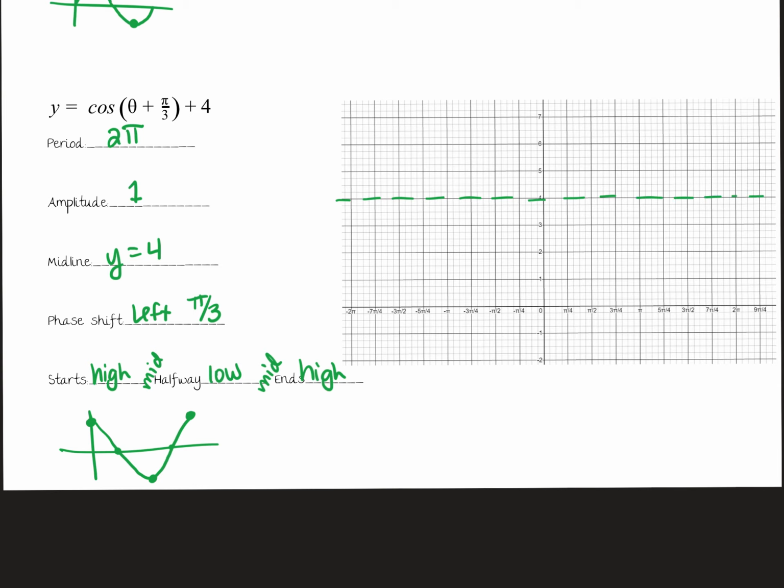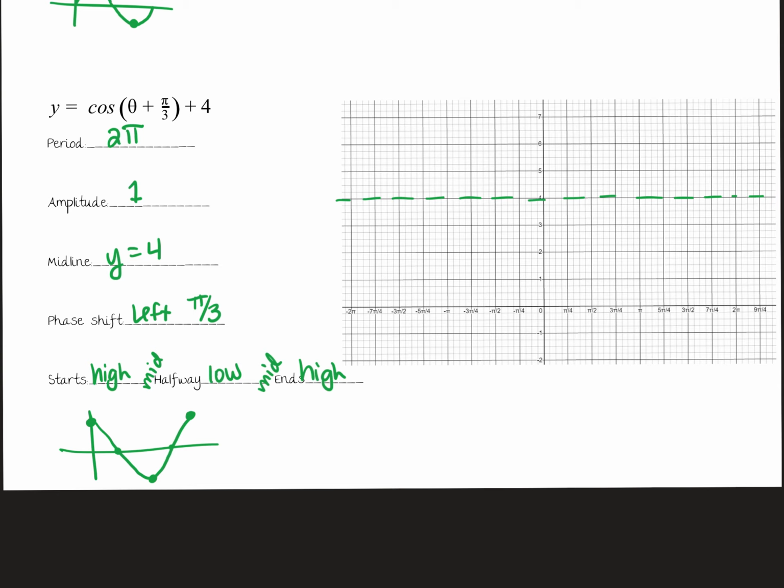And then the next thing I do is mark the beginning and the end of a period. Now, I do have a phase shift. My phase shift is left pi over 3. There's a few ways you can deal with this. You could either start with the phase shift, or what I do is I ignore the phase shift until I've got a picture of the graph, and then I'm just going to move everything to the left.